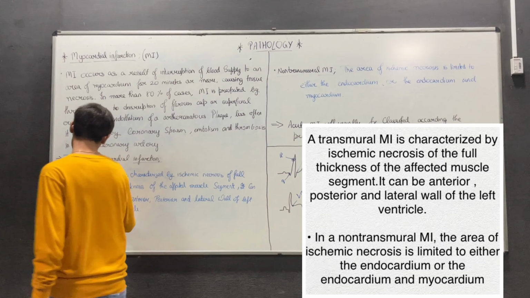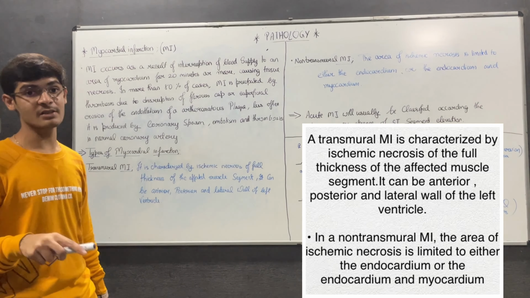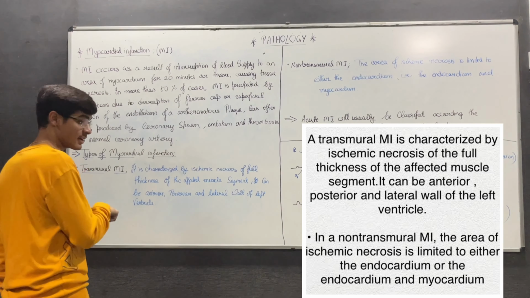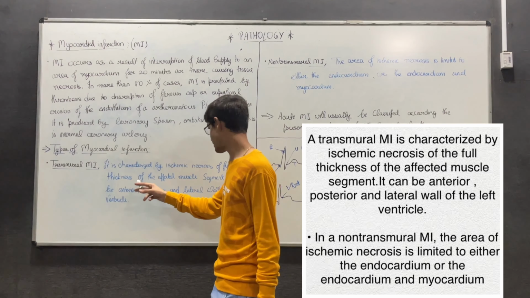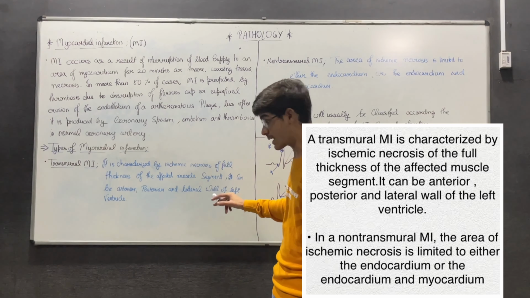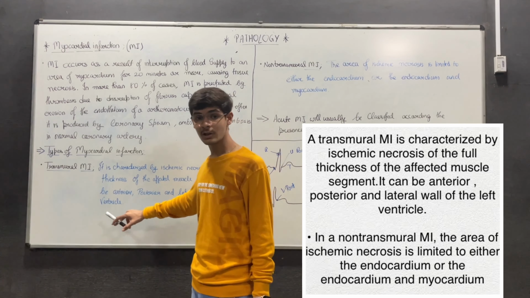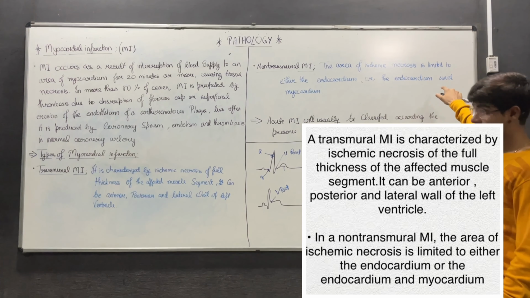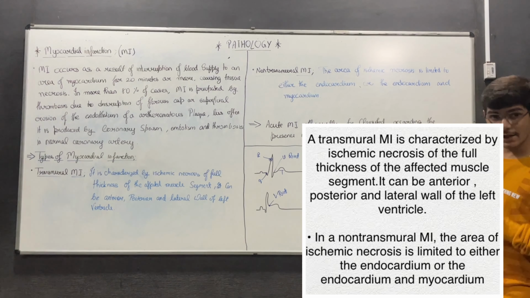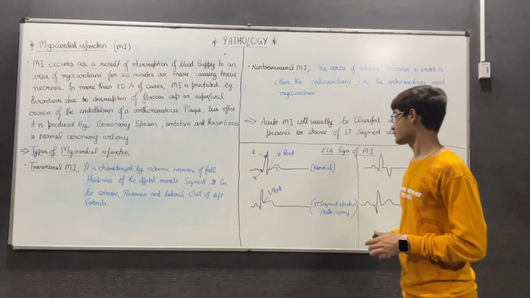Now let's see the types of myocardial infarction. Two types are there: transmural and non-transmural. The first one is transmural. It is characterized by ischemic necrosis of full thickness of the affected muscle segment. It can be anterior, posterior, and lateral wall of the left ventricle. Now let's see non-transmural. The area of ischemic necrosis is limited to either the endocardium or the endocardium and myocardium.